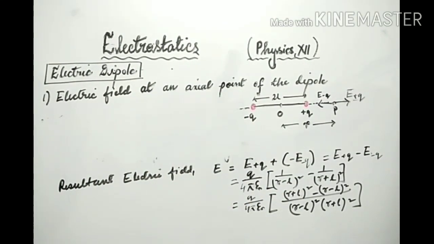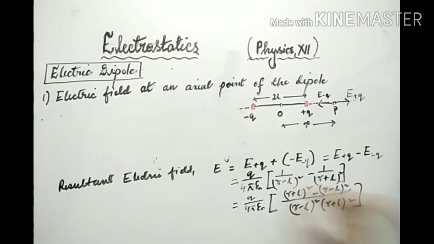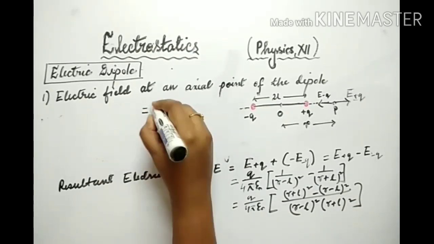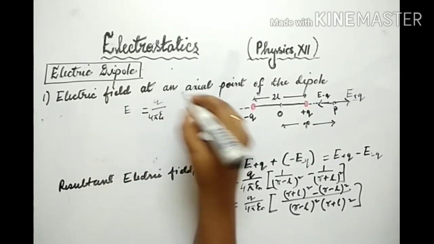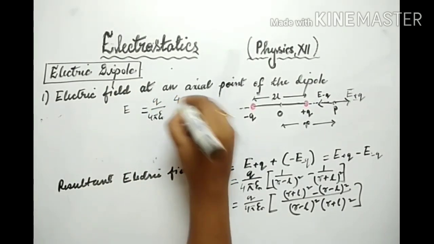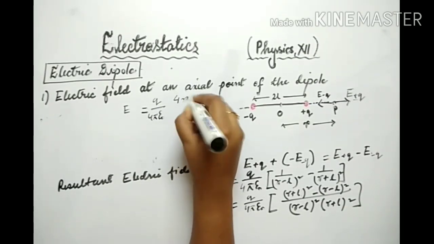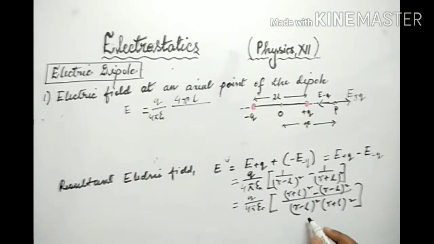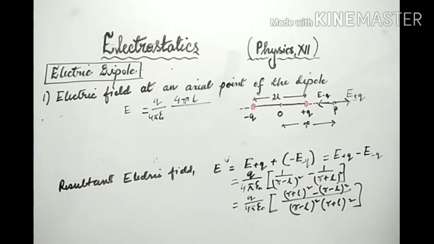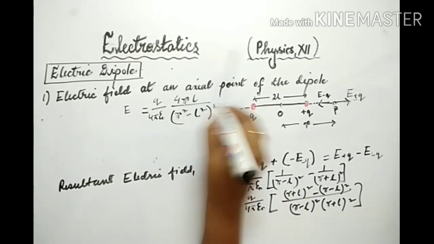So from there we can write, this is (A plus B) whole square minus (A minus B) whole square. So this we can write as Q by 4 pi epsilon naught equals to, A plus B whole square minus A minus B whole square will be 4AB. So that means 4RL. And this is (A plus B) whole square, (A minus B) whole square. This we can write as (R square minus L square) whole square.